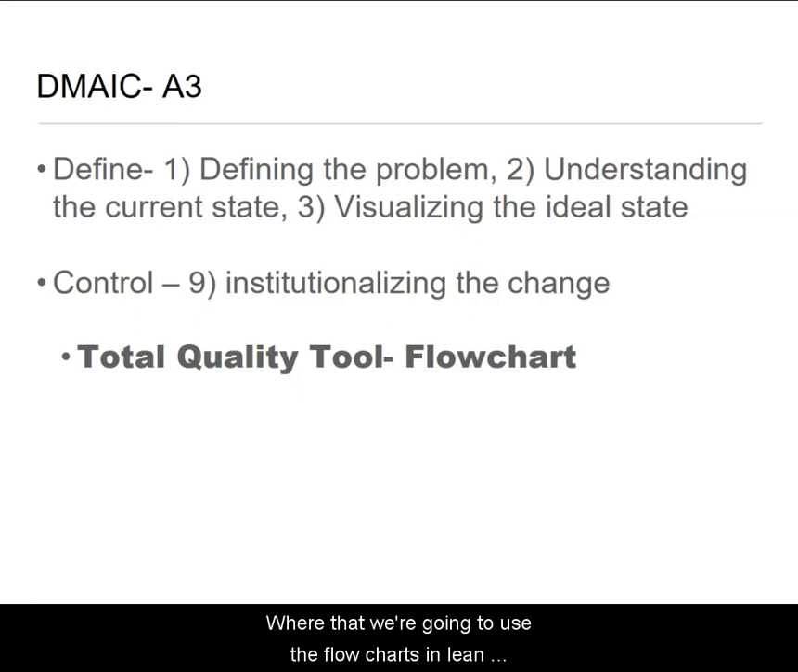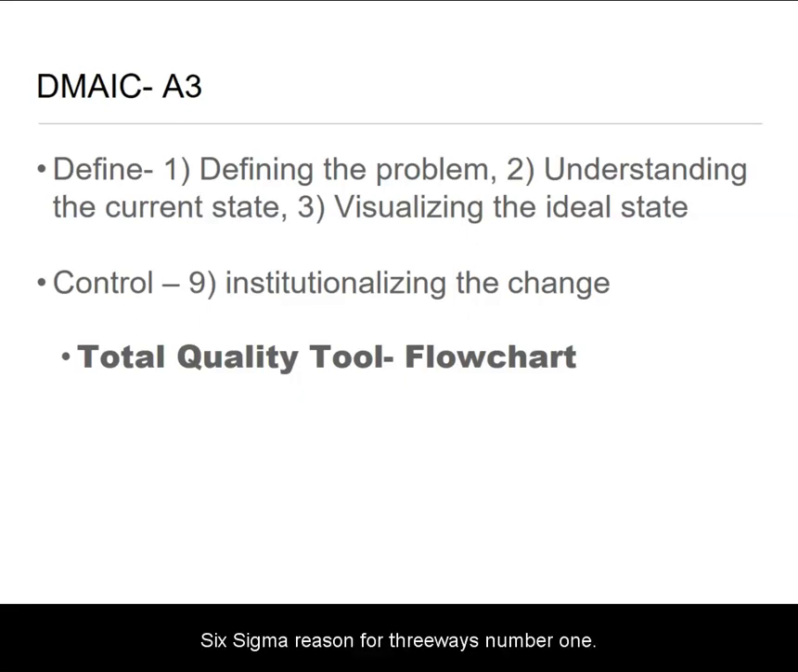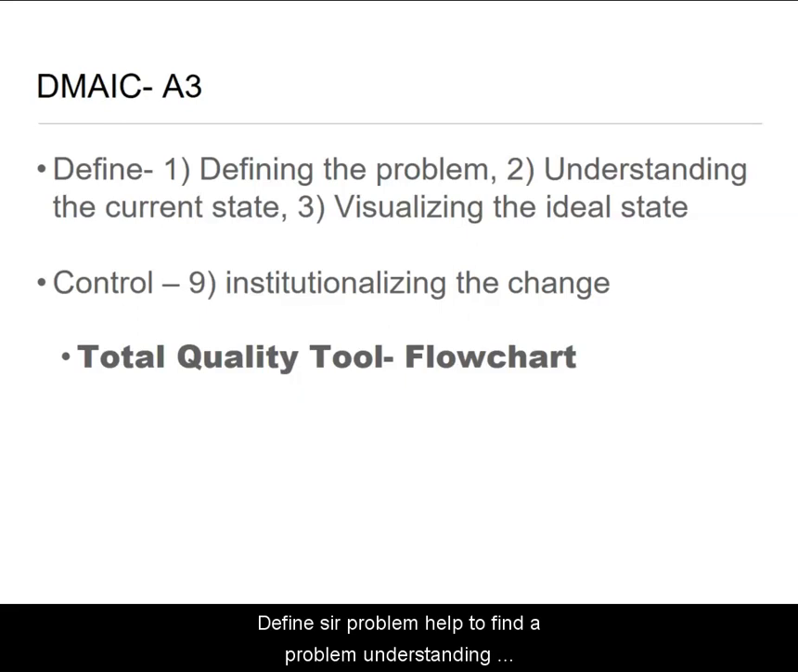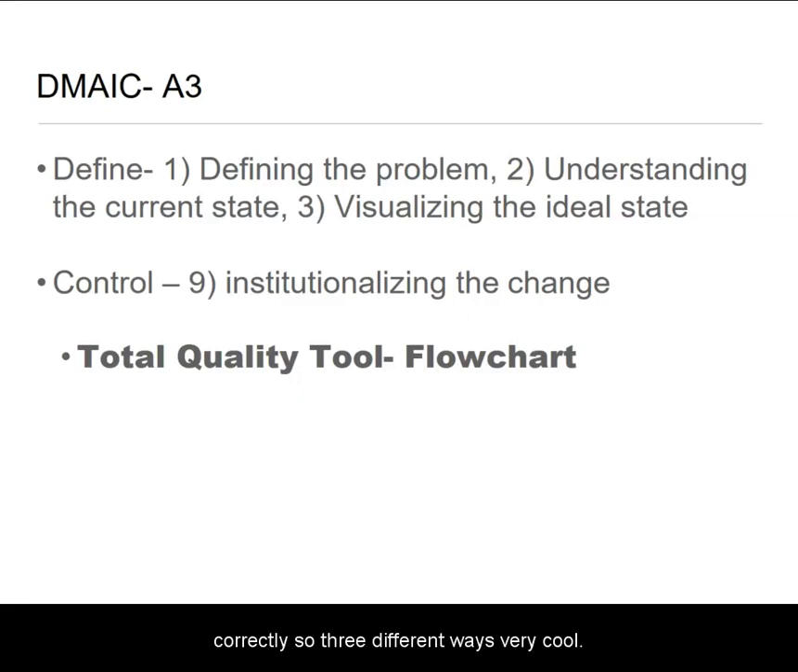way that we're going to use the flowcharts in Lean Six Sigma, we're going to use them in 3 ways. Number 1, help define the problem, understanding the current state, how the process looks now, how we would like it to look, and then how the process is engineered so that anybody can look at that flowchart and say, okay, this is how we do that process correctly. So 3 different ways.